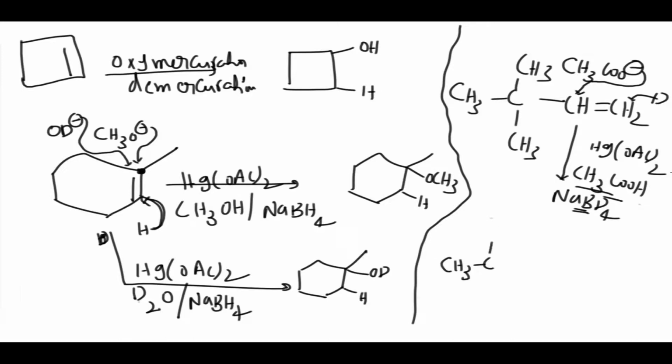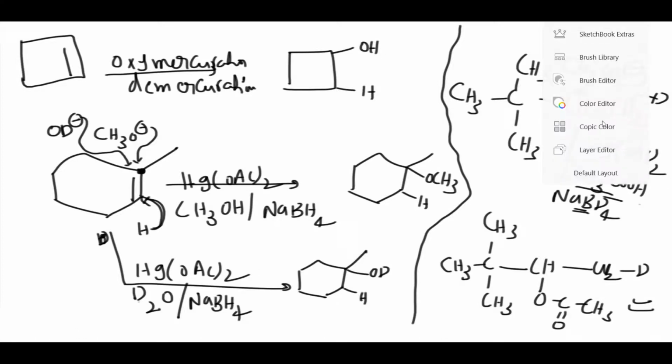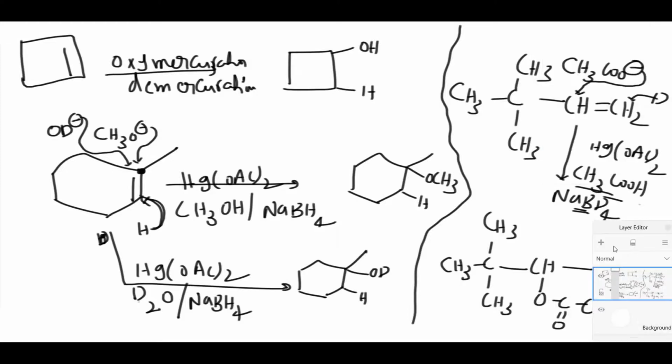CH3 C CH3, down also CH3. So as you can see here, C double bond O CH3, here also CH2D. Okay, like this. So these are all the applications and examples of oxymercuration and demercuration.